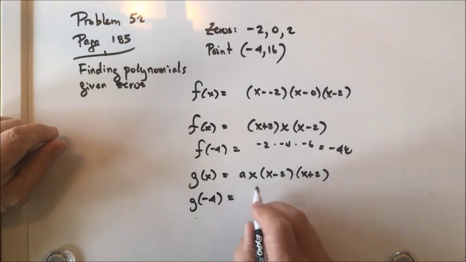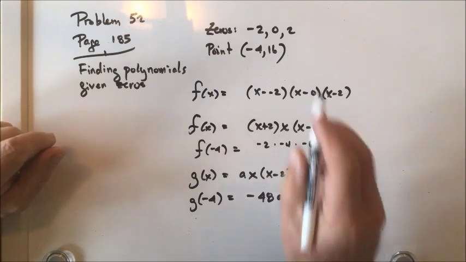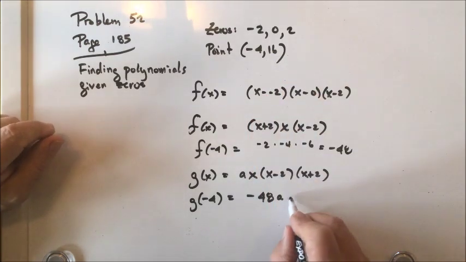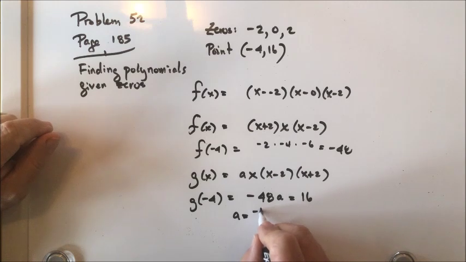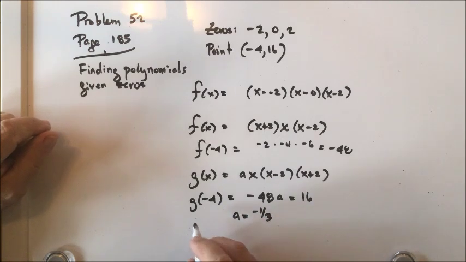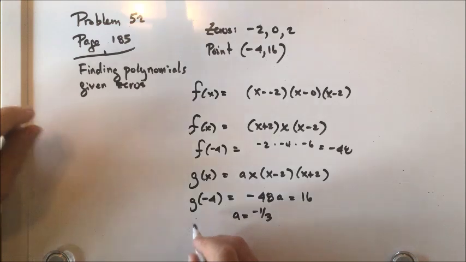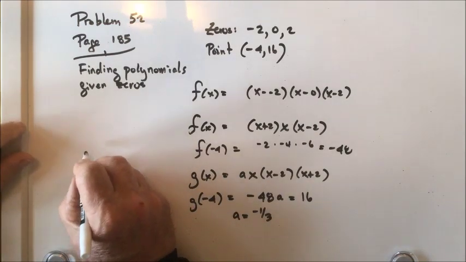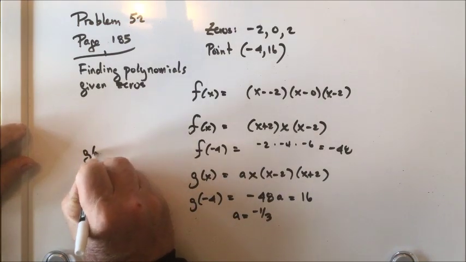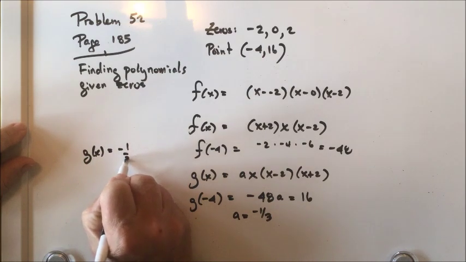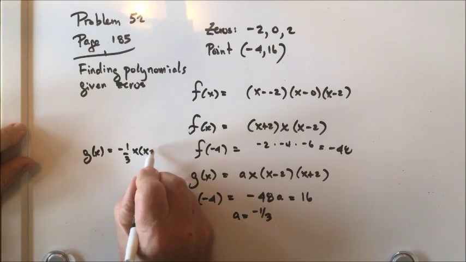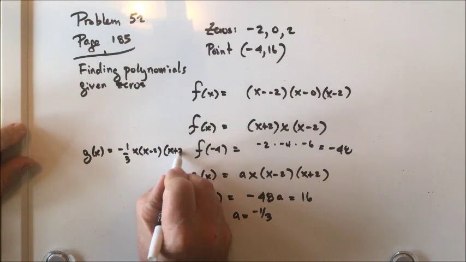I guess I just did that. It's minus 48, but I multiplied by a, and I want it to be 16, all right? And I can have what I want if I let a be equal to 16 divided by minus 48, or minus 1/3. And so here comes the answer, the polynomial that we're looking for. I'll put it over here to make sure I get it on the screen: g of x is equal to minus 1/3 times x times x minus 2 times x plus 2. There we go.